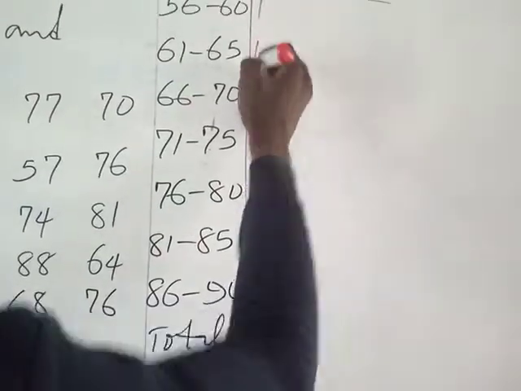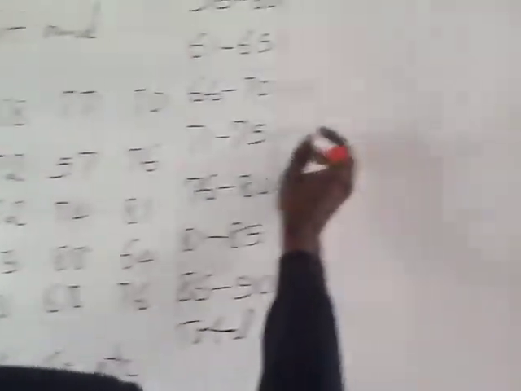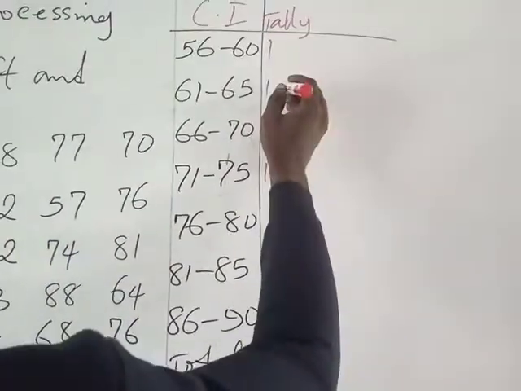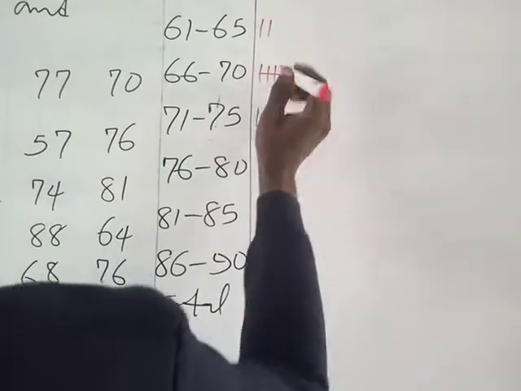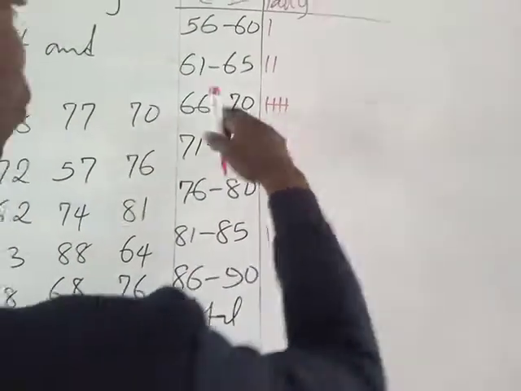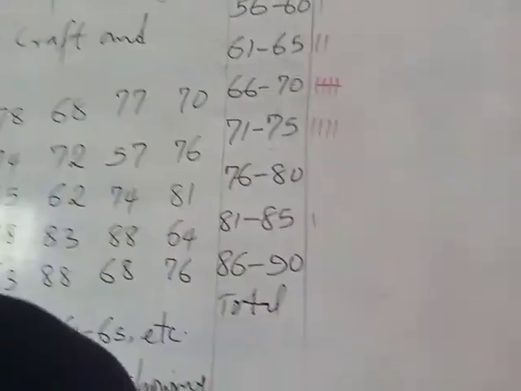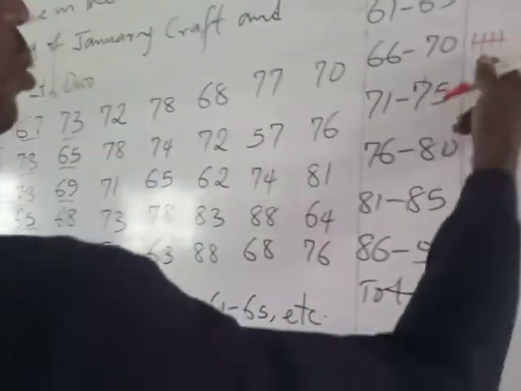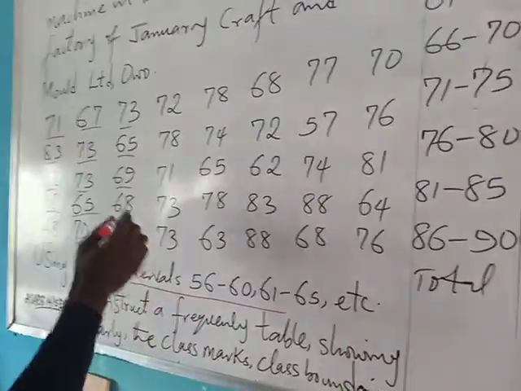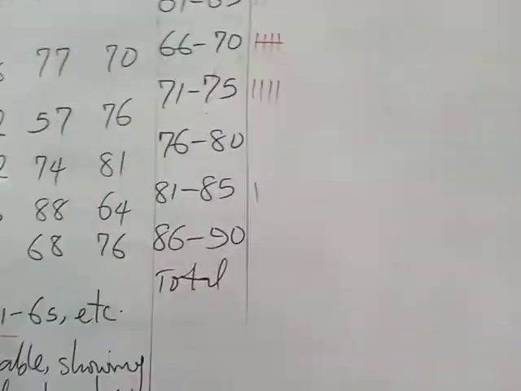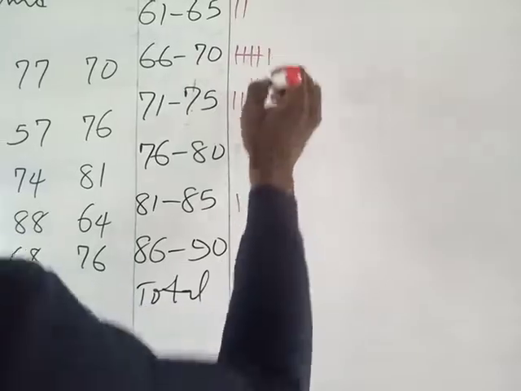We have a 70 here. We have a 73, which is at this range. We have a 65 here, and a 69. 69 makes it four, so we cross it: 1, 2, 3, 4. That's 70, sorry, that's 69. Then we have a 68 here. Start another one.